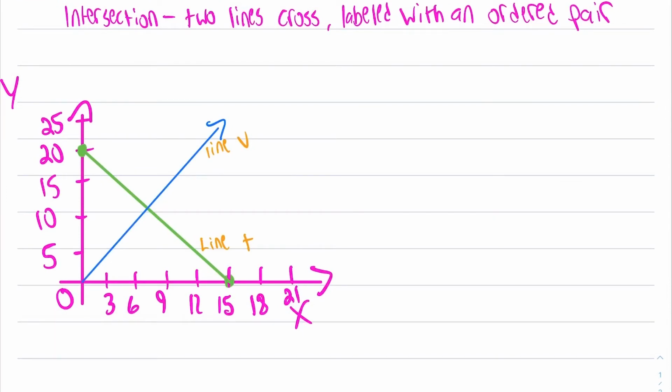You can have more than one line on a graph at a time. And if that happens, then they would call the two lines different names, normally a letter. Sometimes they'll give you the equation. The equation for line T needs the slope, which is the change in y divided by the change in x, times x, plus the y-intercept, which is 20. And that's something I'll teach you how to write the equation for a line in about a week and a half or 2 weeks. We'll be able to write an equation for a line.